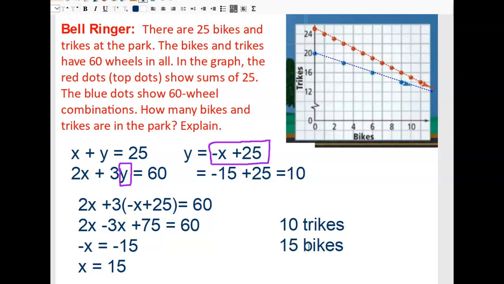If you have one point of intersection, this is what type of system of lines? Independent, dependent, inconsistent? What do you think, Nick? Not inconsistent. Independent. Good.